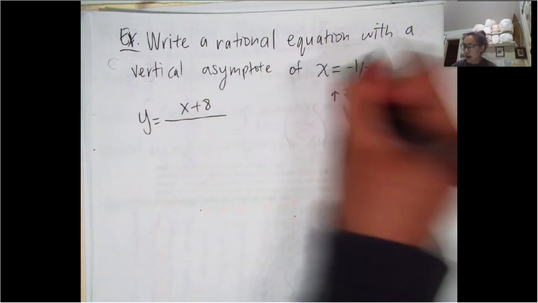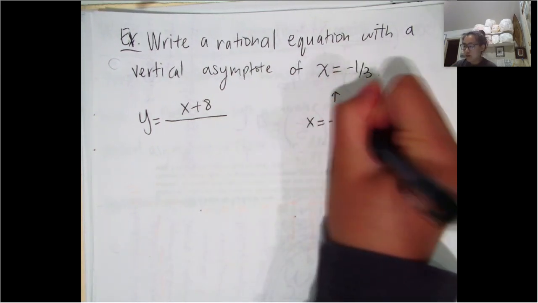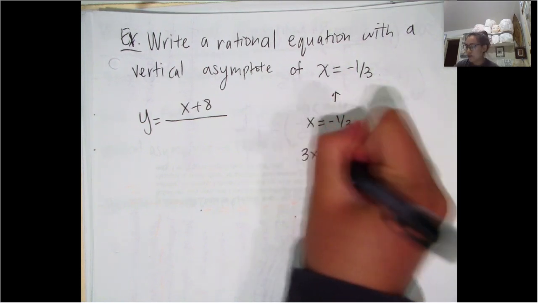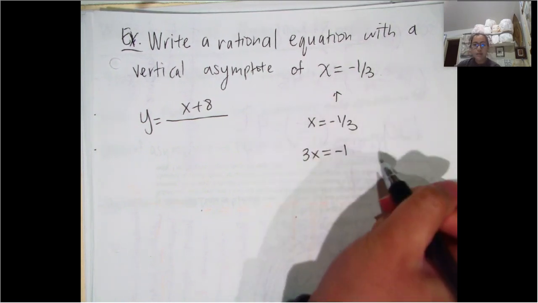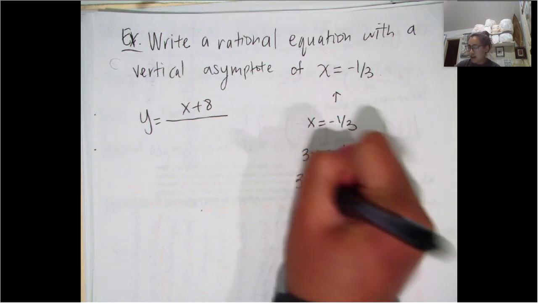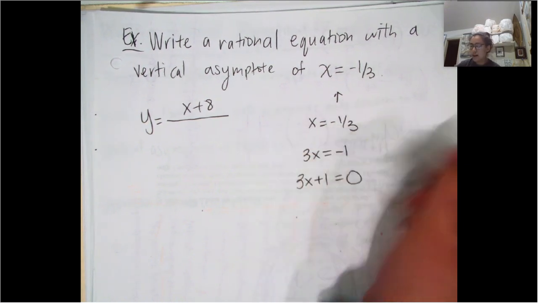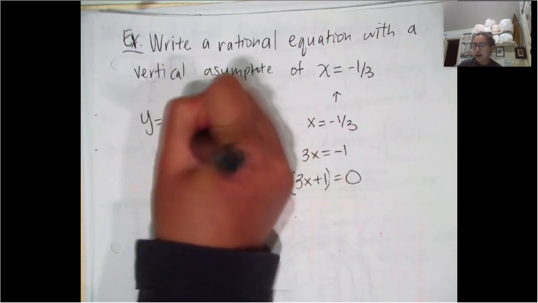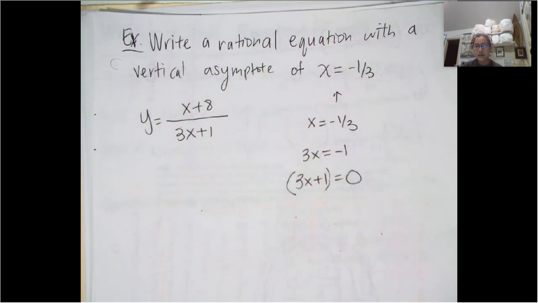So for this, what you would do is x equals negative 1/3. If you multiply by 3, you get 3x equals negative 1. And then you add the 1 to the other side, and you have 3x plus 1 equals 0. And so this is going to be your factor. And so you put 3x plus 1 in the denominator.